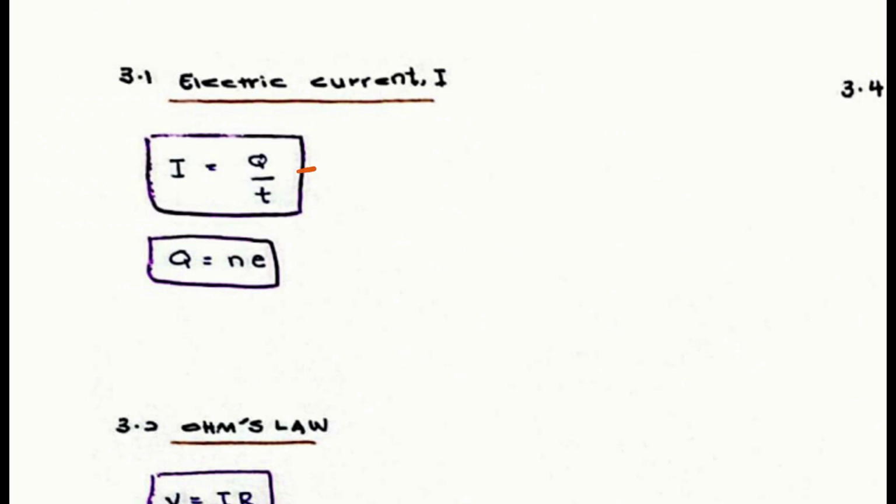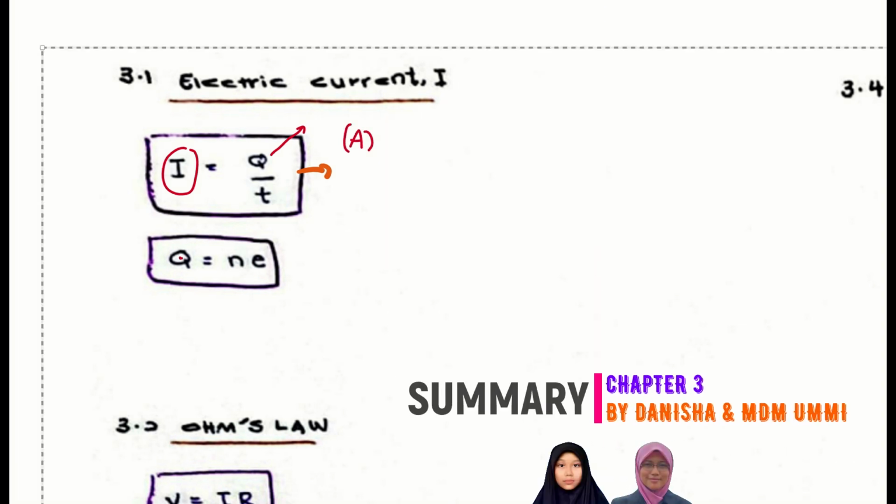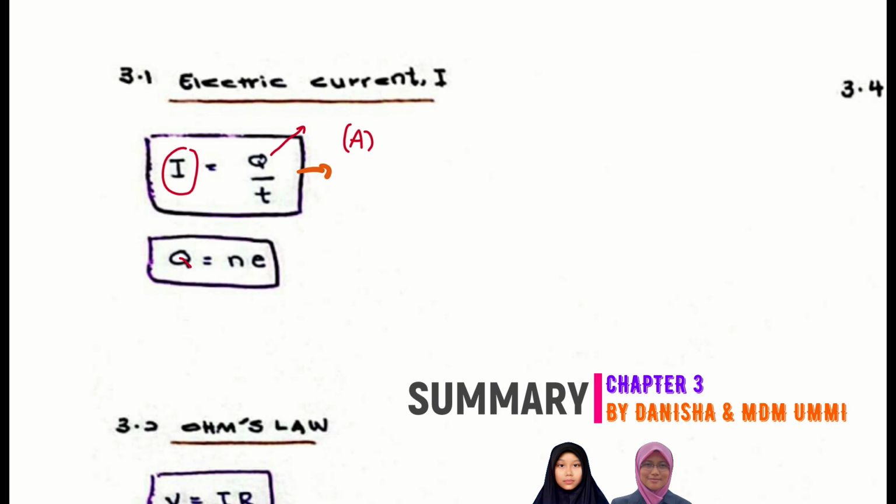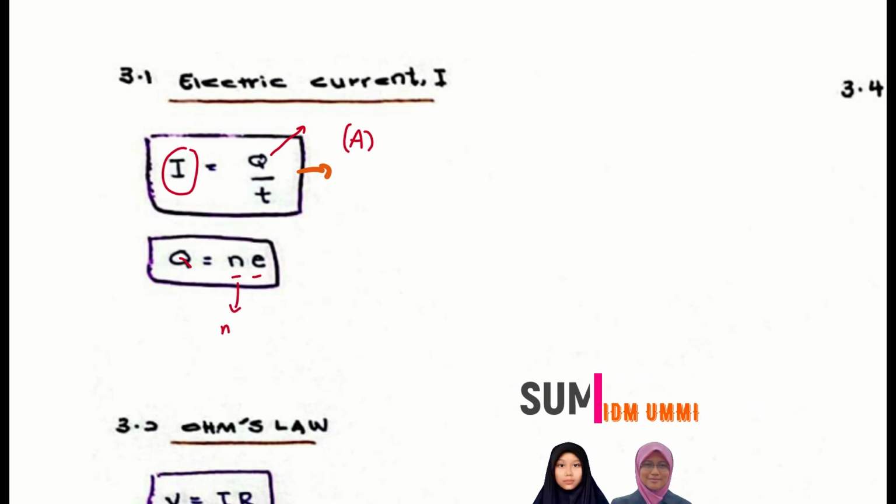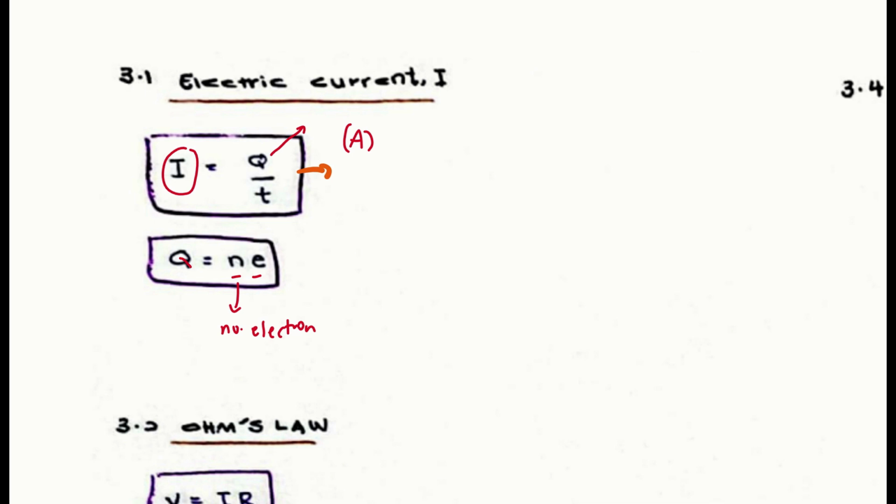So the current is actually the rate of change of the charge flow. Because of the charge, how fast or how slow it is flowing tells us about the quantity of current. So current is in the unit of ampere. Then we have the charge. The equation of charge can be written as Q = NE. N is the number of electrons, because hopefully you still remember that the charge that is flowing in the wire is actually electron, so that's why we multiply with the number of electrons.